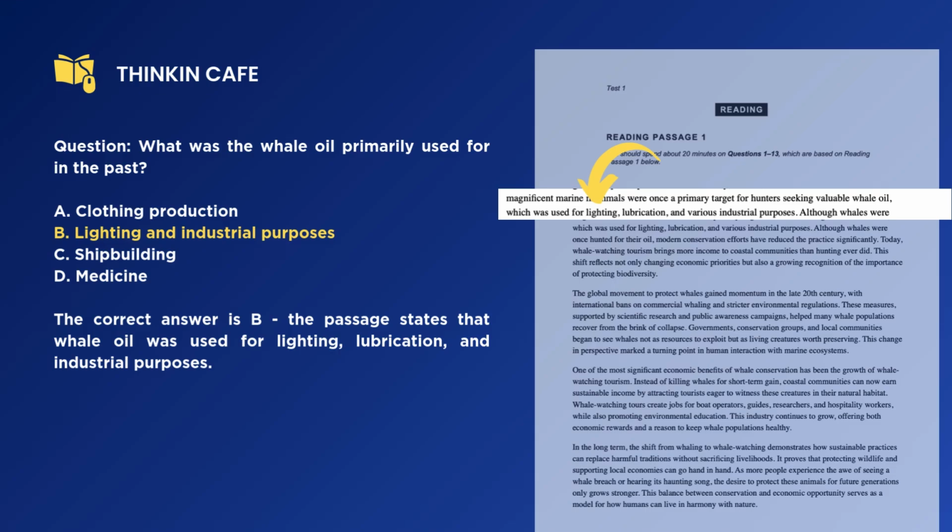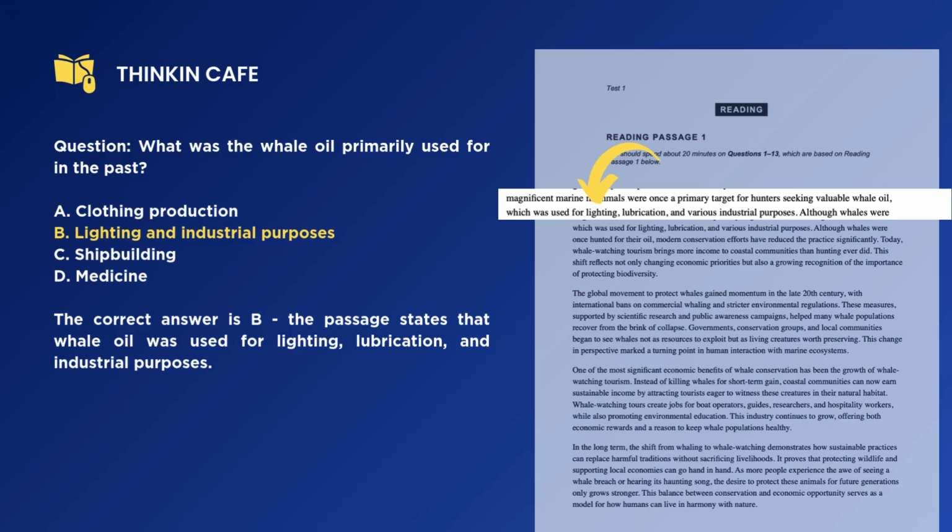As for C, shipbuilding can indeed involve wood, metal, and other materials, but whale oil was not mentioned in this passage as a construction material, so C is incorrect. Looking at D, medicine isn't mentioned at all as a use for whale oil in the passage. So only B, lighting and industrial purposes, matches exactly as the section says. Whale oil was used for lighting and lubrication purposes.